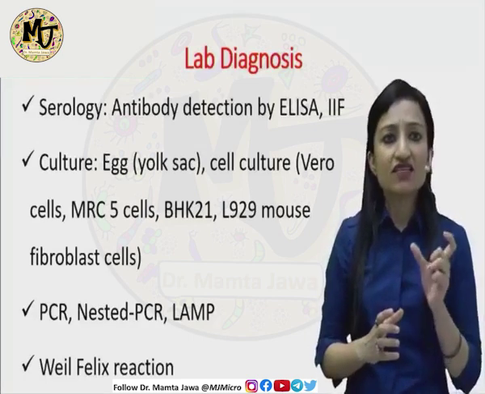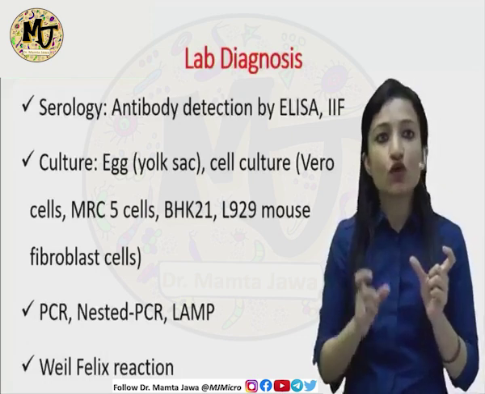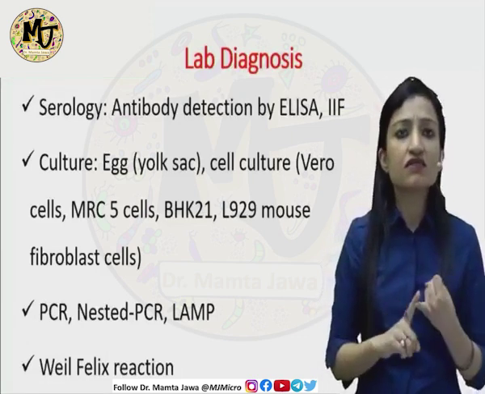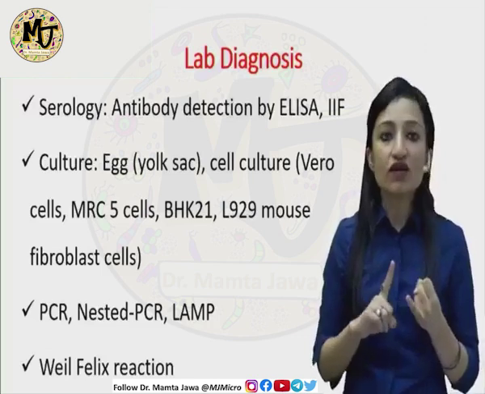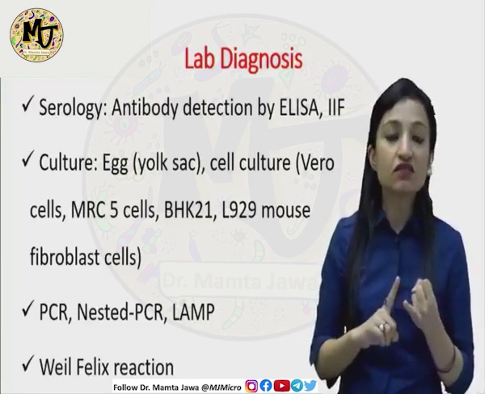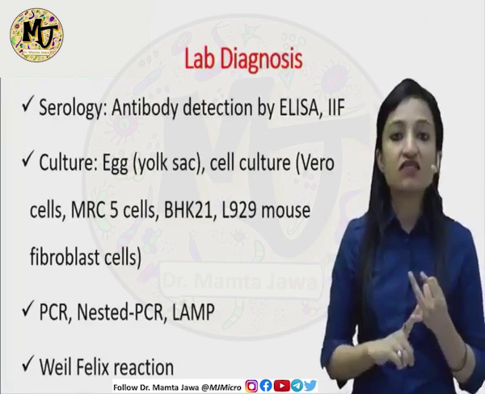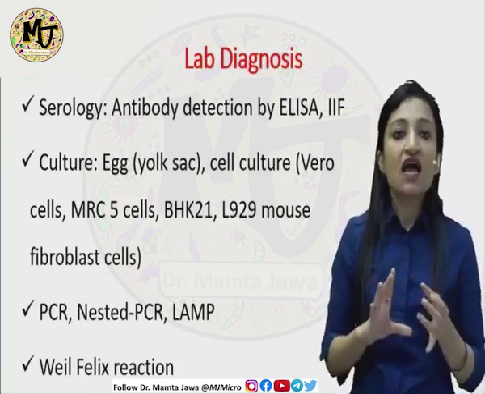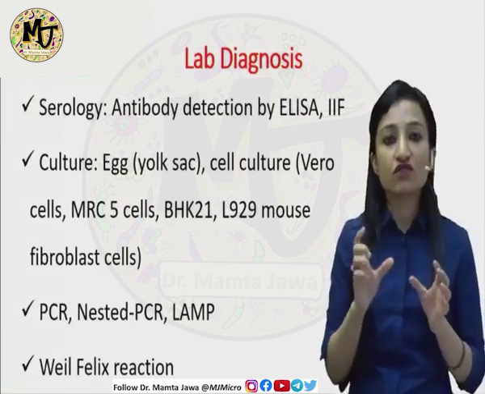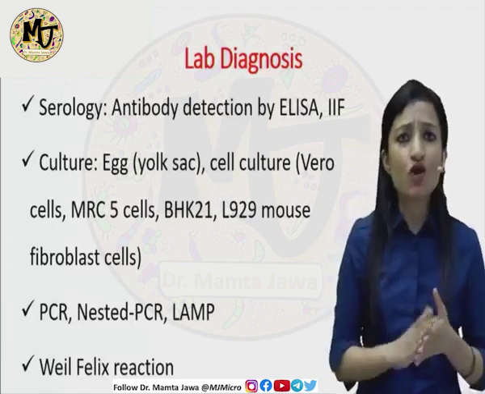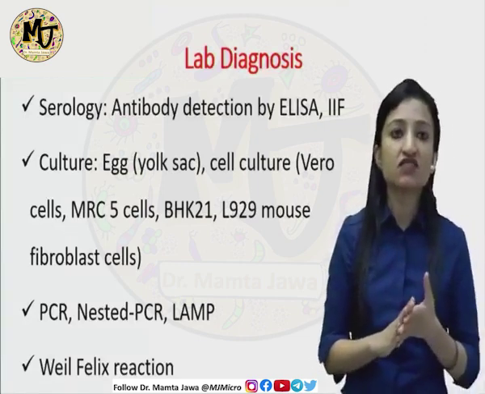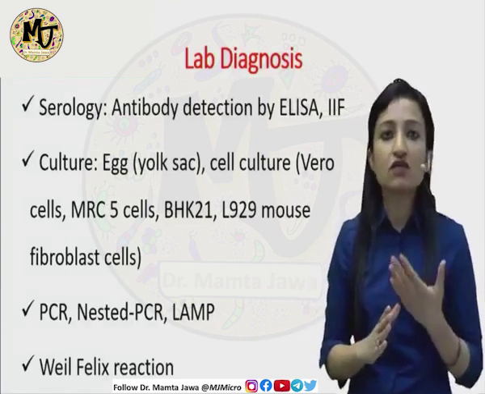Then molecular techniques are being tried, for example, PCR, nested PCR, and LAMP. And what exactly are the targets of these molecular techniques? They target certain specific genes, for example, a 56 kilodalton gene, a 47 kilodalton gene, then the 16S ribosomal RNA gene, and another gene which is the 60 kilodalton heat shock protein gene. However, these are still in experimental stages and they are not available everywhere.